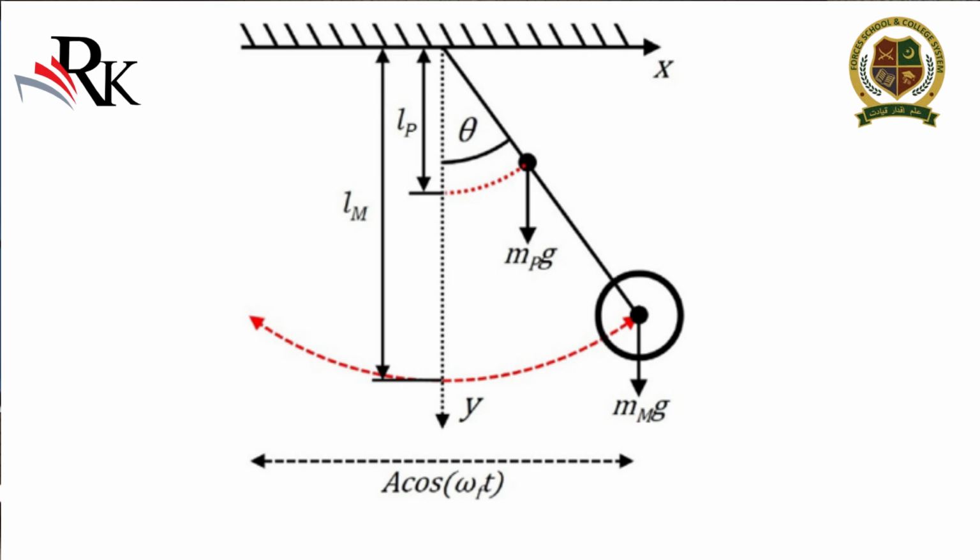Energy in SHM. At extreme position, energy is potential. At mean position, energy is kinetic. Total energy equals constant, if no friction. So energy is never lost. It just changes form between kinetic and potential.